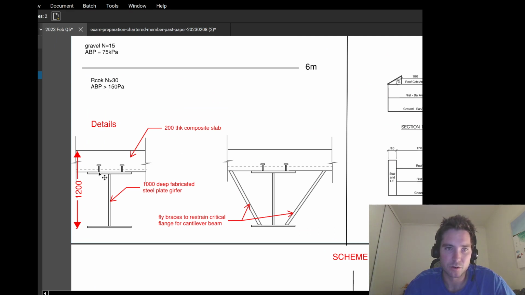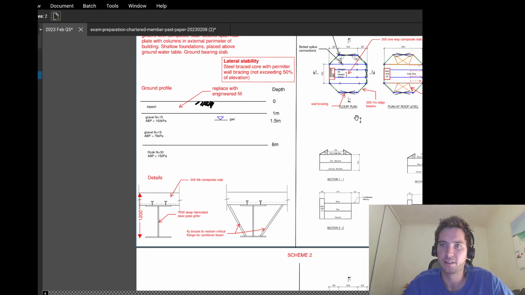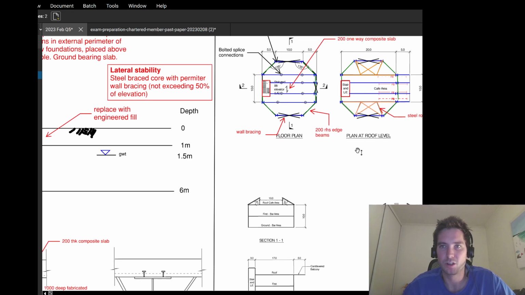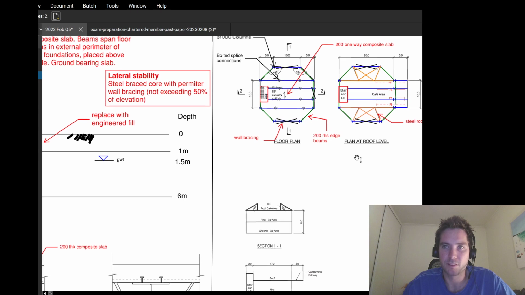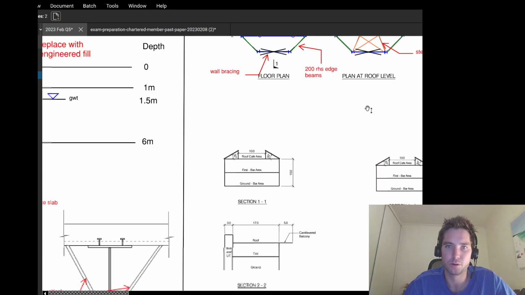When it's sagging, your critical flange is at the top here, and then obviously in the cantilever, your critical flange is at the bottom, which isn't restrained by the concrete slab. So that's the purpose of this fly bracing, and you can see it here on plan. So I do think it's important that your sketches show the layout of the building that's feasible, economical, and that you're also communicating how you're handling the more technical aspects of the building.